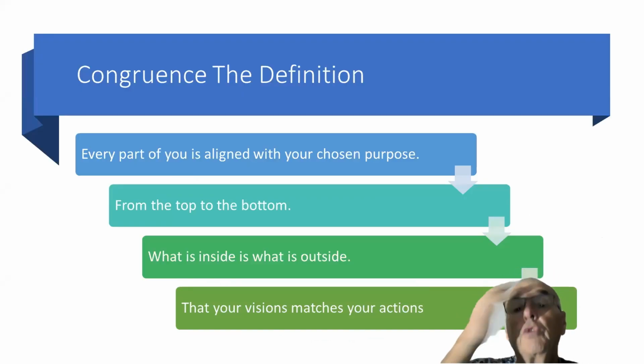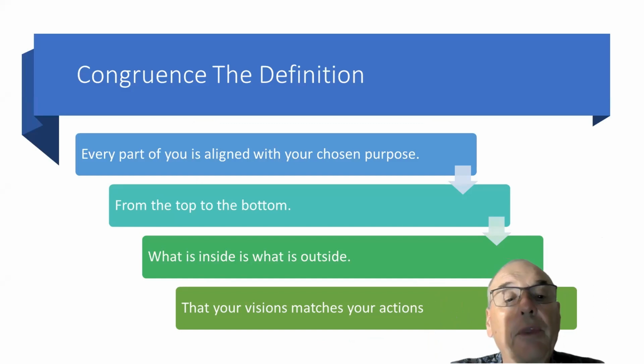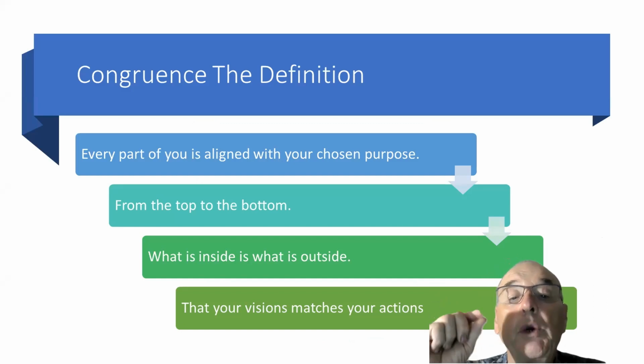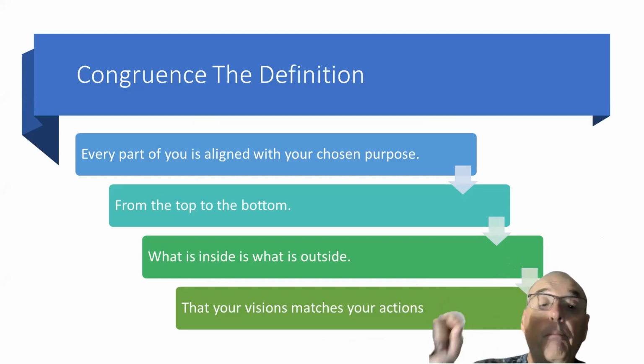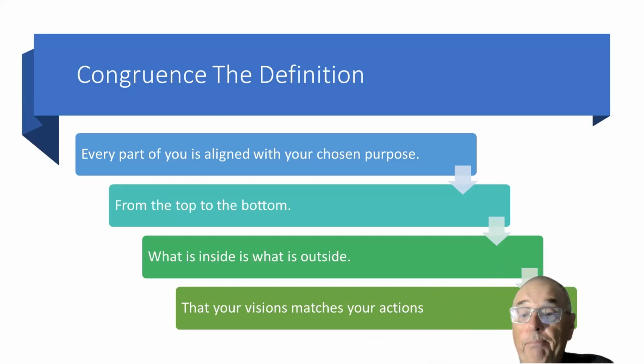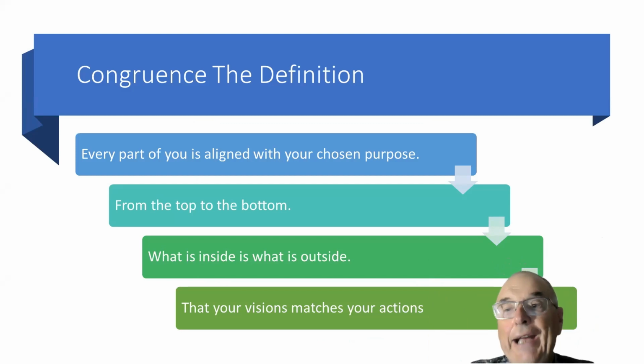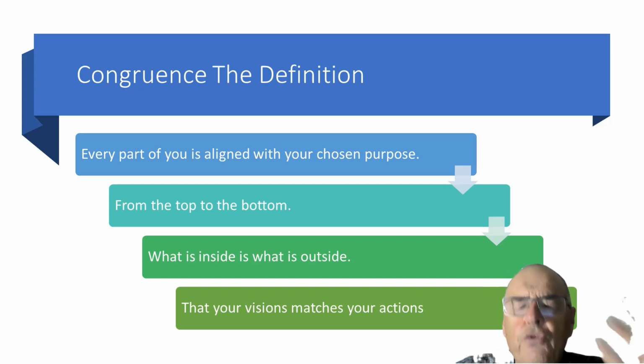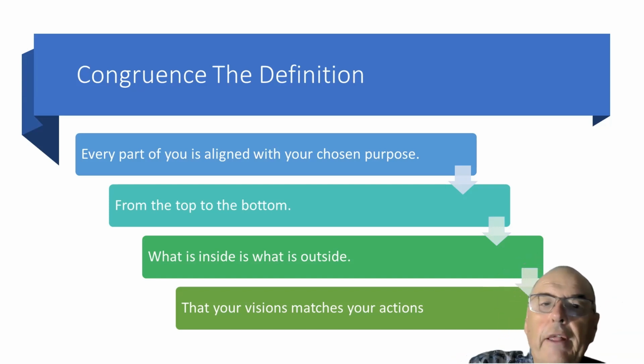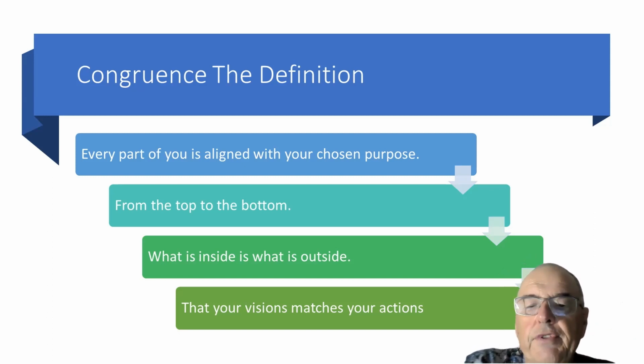Okay, so congruence, the definition. Every part of you is aligned with your chosen purpose. From the top to the bottom, what is inside is outside, and your vision matches your actions. So congruence is that you are completely aligned in every way with your purpose and your dream. Now, that's the ideal we're talking about. That's the definition of congruence.